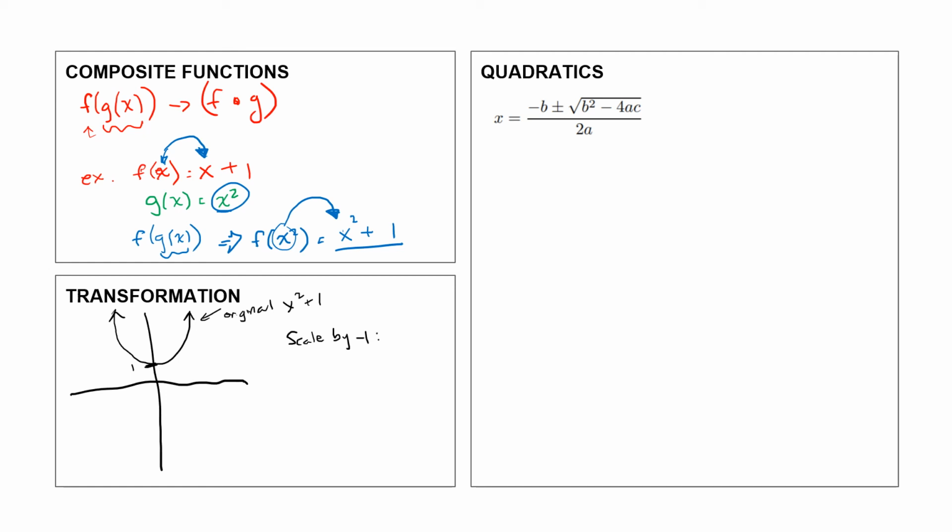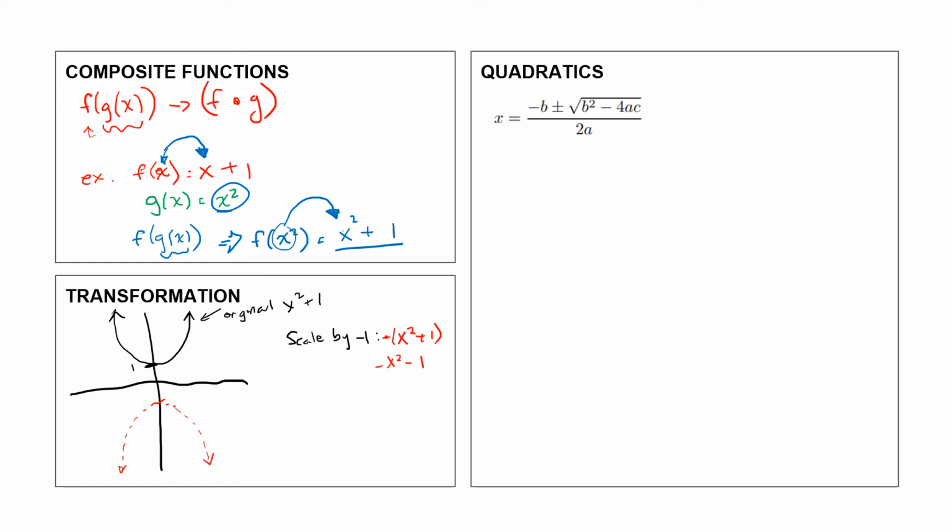If you scale by -1, you will get negative x squared plus 1. That gives us negative x squared minus 1 when you distribute it. That gives us something that looks like this. I'm going to draw it in a dotted fashion. That simply flips it over the x-axis, right? You negate it, the parabola now opens downward, toward the bottom of the page.